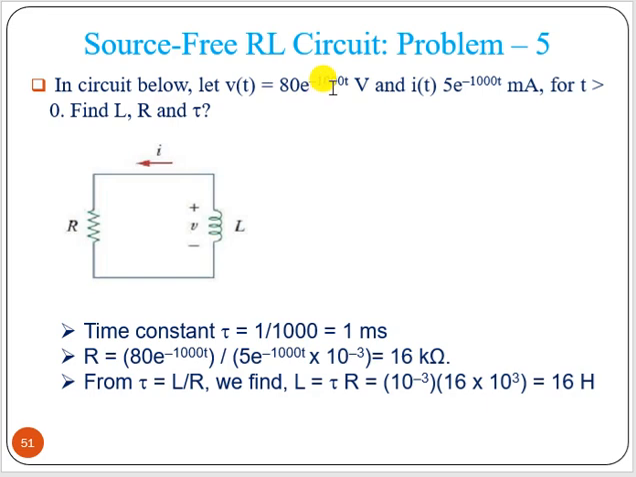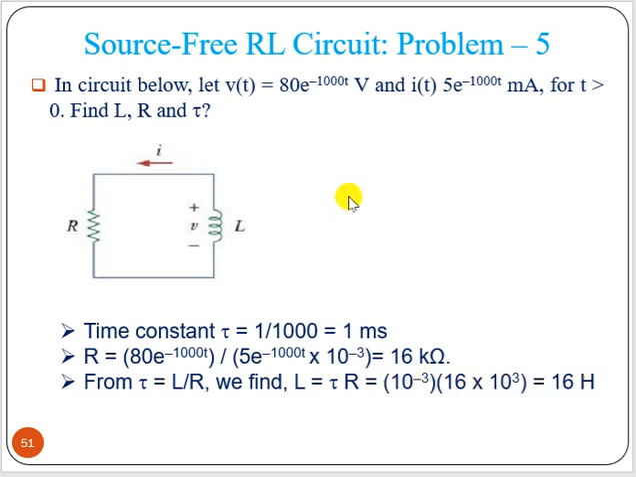Now tau is nothing but 1 by 1000, because of the minus t by tau. So tau is 1 by 1000, that is 1 millisecond, and the R value is nothing but v(t) by i(t). So we got 16 kilo ohm. Then tau equal to L by R we know, and we have found out the R value already. Then L is nothing but tau into R. So tau is 1 millisecond, and multiplying by R, we get the value of L.